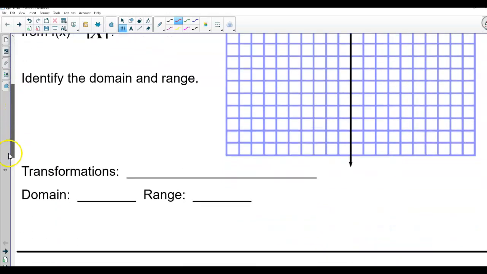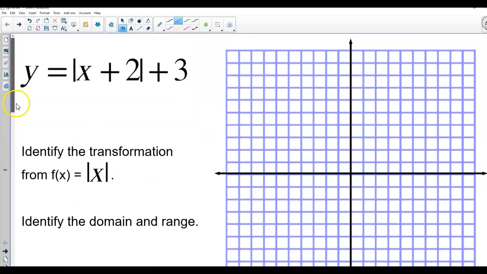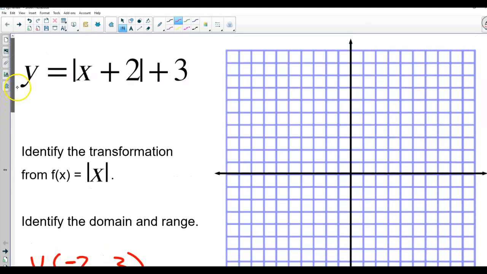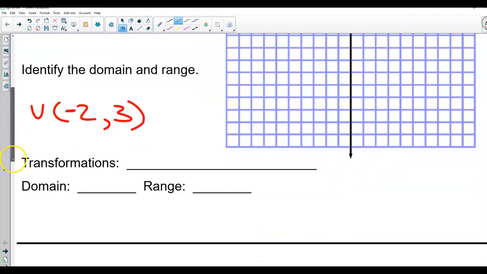Right, so my transformation is going to be whatever my vertex is. It's good that you can identify the vertex: whatever makes the absolute value equal to 0 is your x-coordinate, and the y-coordinate is the number on the outside. If 1's not written, it's assumed to be 1. What I mean by that is, is there a number in front of the absolute value? If there's no number there, it's assumed to be 1.